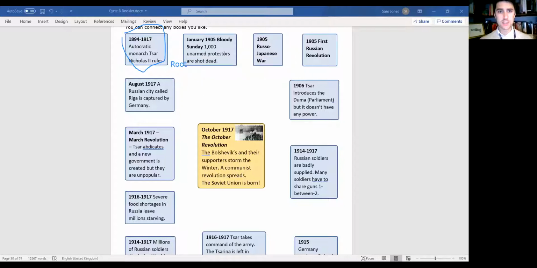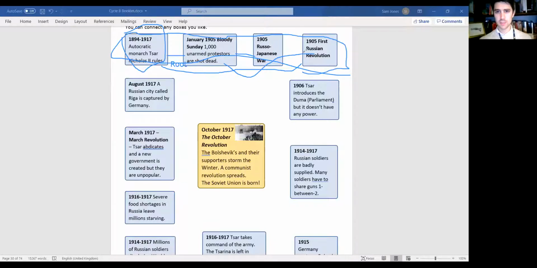Because that leads to, as we've already said, the Russian Revolution, because people are pretty annoyed and they want a change because of autocracy. And together with the Russo-Japanese War, that leads to Bloody Sunday, where unarmed protesters are shot. So we can draw a line connecting those two. And then those things together lead to the First Russian Revolution in 1905. So these, we might say, form our first paragraph.